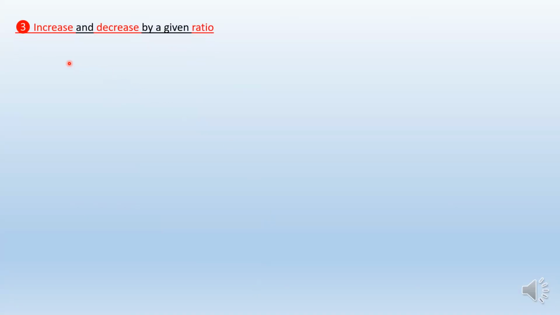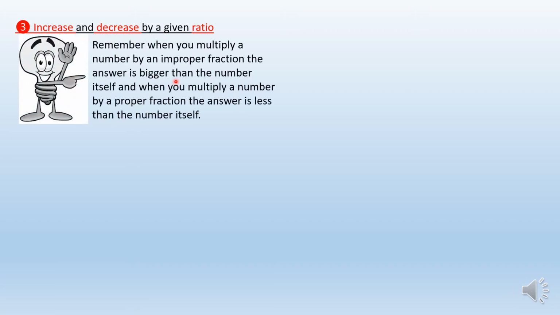Right, the third thing that we are looking at has to do with increasing and decreasing by a given ratio. When you are dealing with this, it's a very simple thing that one needs to look at. Suppose I multiply the number 60 by 2 over 3. And the 2 over 3 is what is catching my eye here.